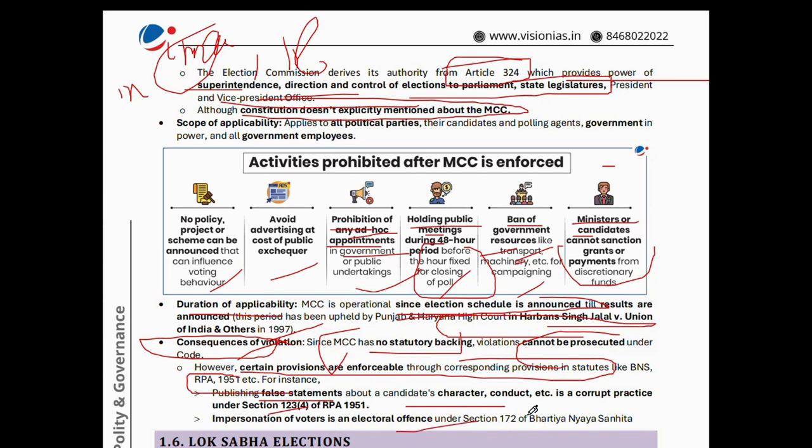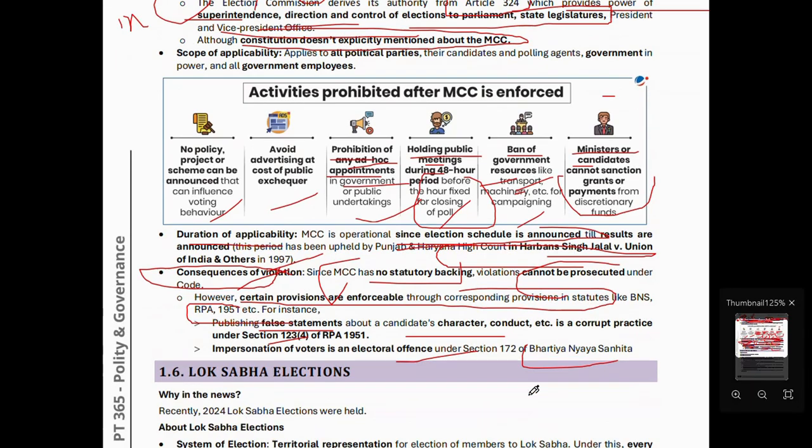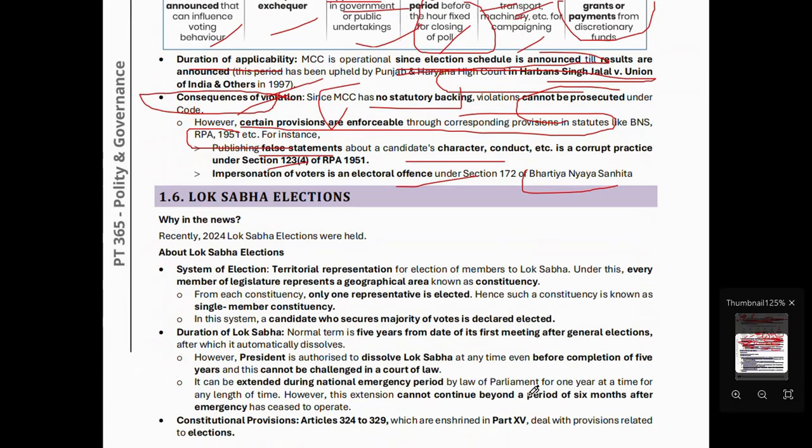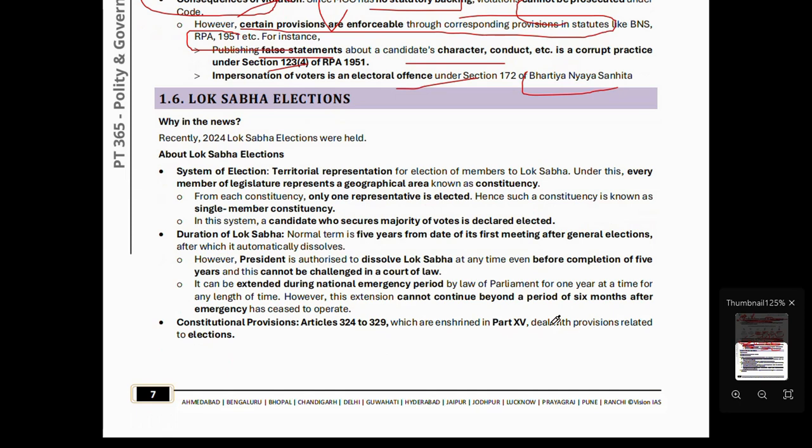Now all this was about the Lok Sabha election, because the 2024 Lok Sabha election has happened. Okay, you can read this in the static book also. Now this is all about the Lok Sabha.